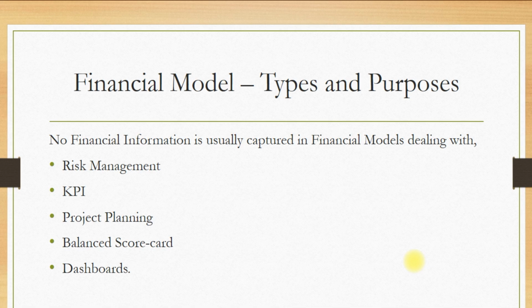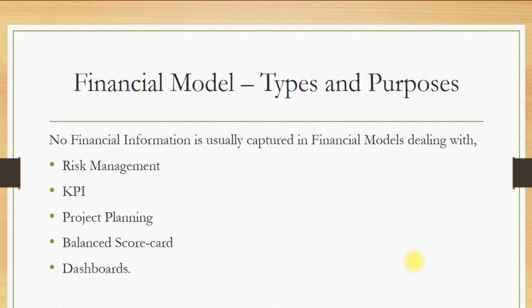Examples may be balanced scorecard reports, risk assessments, and an actual versus budget monthly variance. These may not have financial information, but they sure have a business model and a financial model to go with. In this lesson, we explain the types and purposes of such a financial model. Types and purposes.